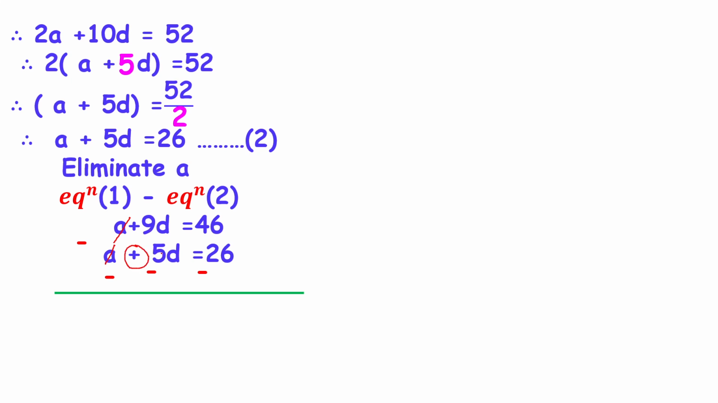9d minus 5d. Here 9 is greater than 5, therefore 9 minus 5 is nothing but 4d, is equal to 46 minus 26, nothing but 20. Now to find the value of d, transfer 4 to RHS, multiply becomes divide by 4. 4 5s are 20, therefore d is equal to 5.